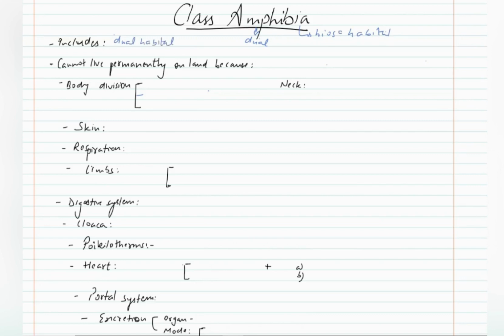that is, they can live on land as well as in water, but they cannot live permanently on land because they depend on water for reproduction. Fertilization takes place inside the water, and also they lay eggs in the water because their eggs lack a protective covering, which makes their eggs prone to evaporation. Therefore, they depend on water for reproduction.